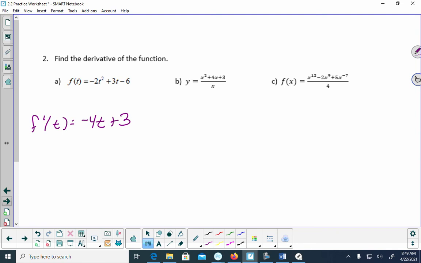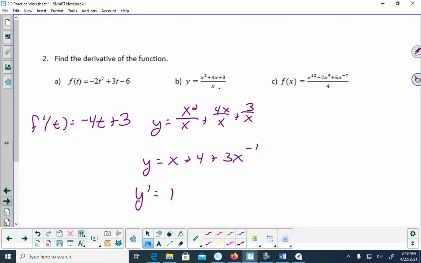When I go to do B, since I'm dividing by x, I have to rewrite that. So in order to rewrite that, I'm going to divide every single term by x. So let me clean that up first before I take the derivative. So this will be x plus 4 plus 3x to the negative 1. Now taking the derivative, I'm going to have 1 plus 0, I'm not going to write it, minus, because negative 1 times 3 will be a negative 3x to negative 2. Finally, write it with positive exponents, and I'm going to have 1 minus 3 over x squared.